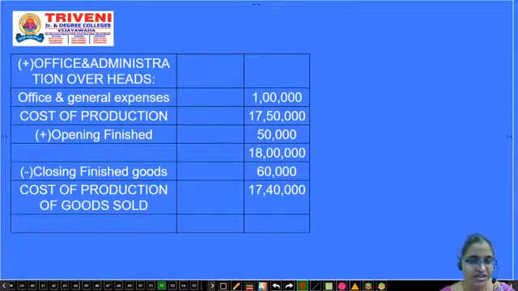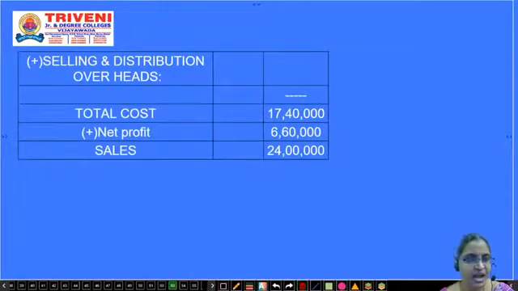The next continuation: add selling and distribution overhead. In that sum, the selling expenses were not given, so the same above amount was carried forward. Total cost 17 lakhs 40,000. The next, sale of finished goods, meaning sales, 24 lakhs. So the sale amount was 24 lakhs.